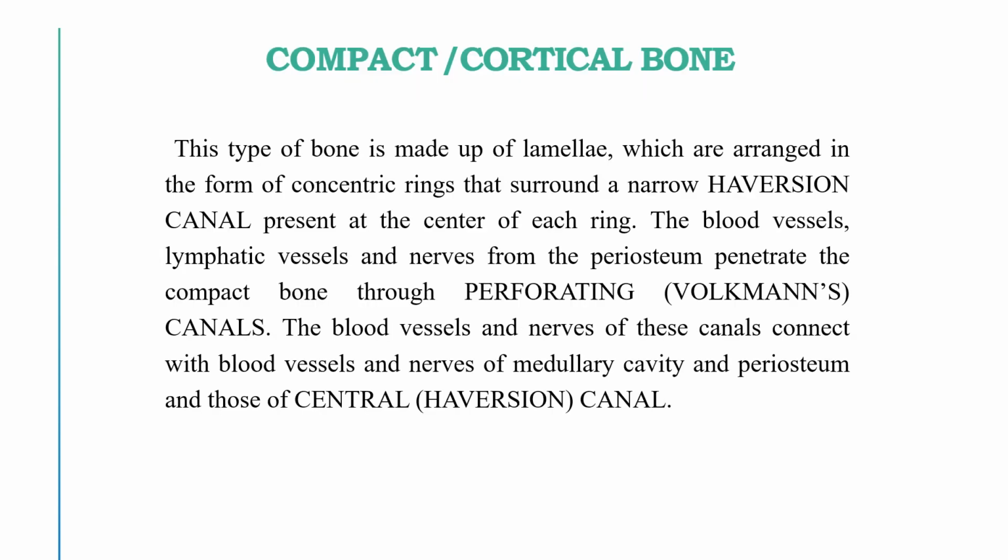And next, compact or cortical bone. This type of bone is made up of lamellae which are arranged in the form of concentric rings that surround a narrow Haversian canal present at the center of each ring. The blood vessels, lymphatic vessels and nerves from the periosteum penetrate the compact bone through perforating or Volkmann's canals. The blood vessels and nerves of these canals connect with the blood vessels and nerves of the medullary cavity and periosteum and those of the central Haversian canal.